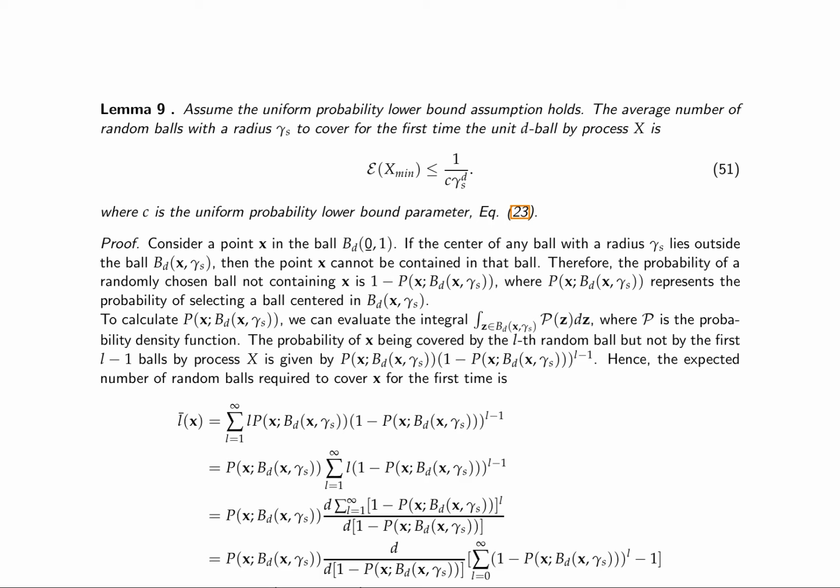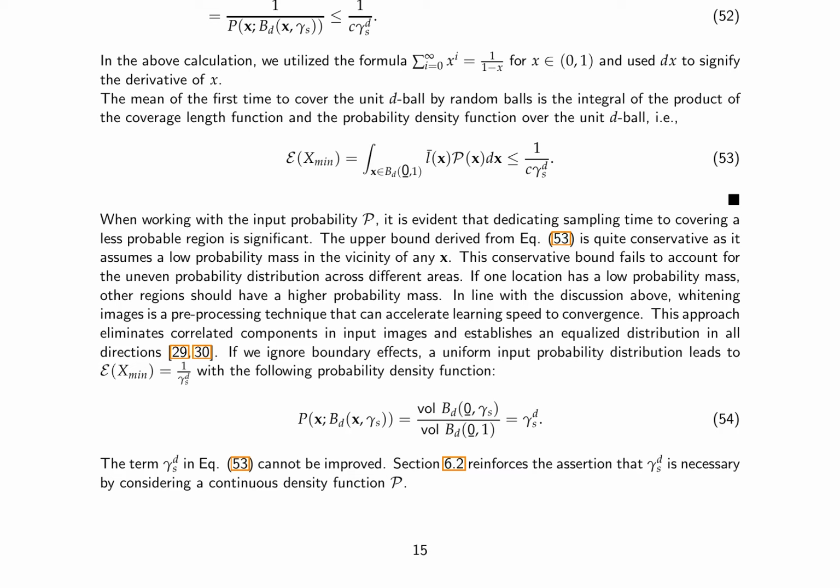The result is E, xmin, is less than or equal to 1 over c gamma ds, where c is the uniform probability lower bound parameter. The authors note that this upper bound is quite conservative and can be improved by considering a uniform input probability distribution, which leads to E, xmin, equals 1 over gamma ds.